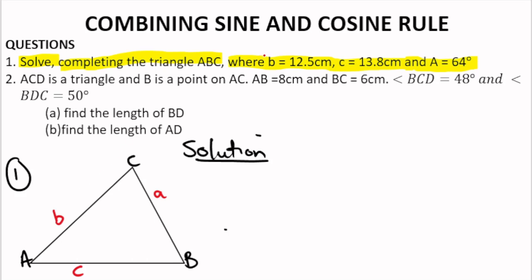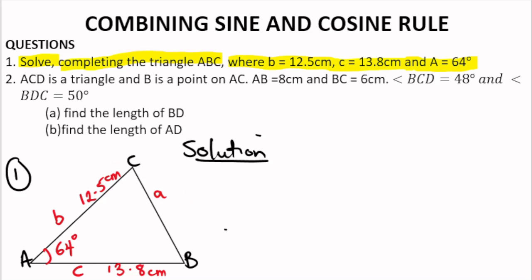Now let's substitute the parameters. It says B is equal to 12.5 centimeter. So small letter b is equal to 12.5 centimeter. And our c is equal to 13.8 centimeter. Then we'll have our angle A, which is 64 degrees.